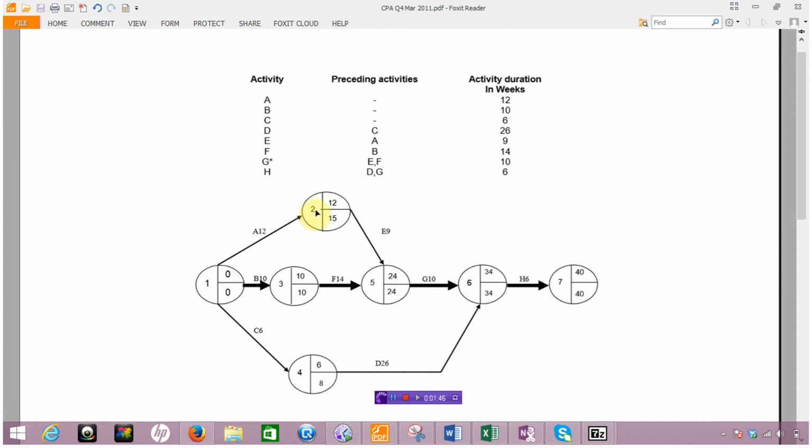On the left-hand side, we have a number corresponding with the activity. That's not overly important. What's important is the right-hand side of the node, the EET shown above and the LET, the earliest event time and latest event time. So what we're required to do is fill in these little slots as we move from left to right based on the information above.